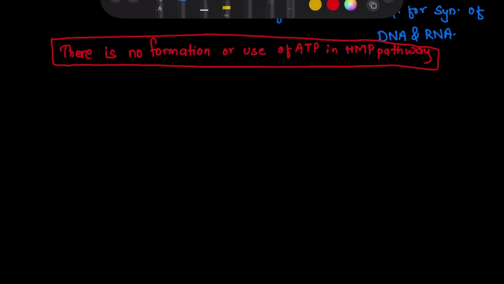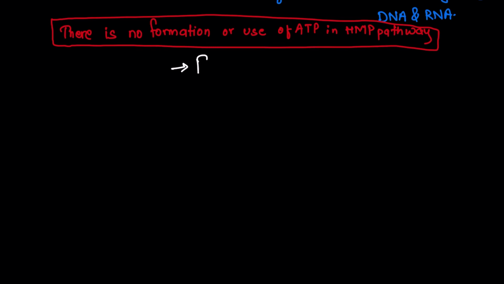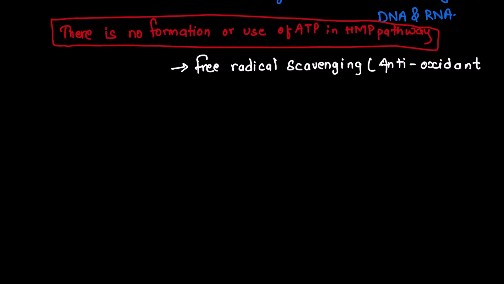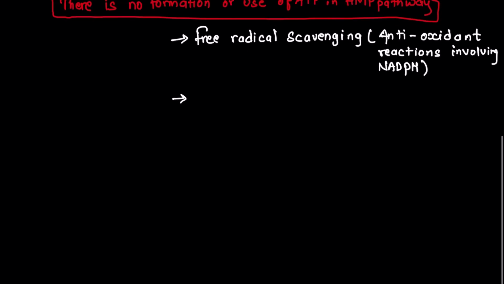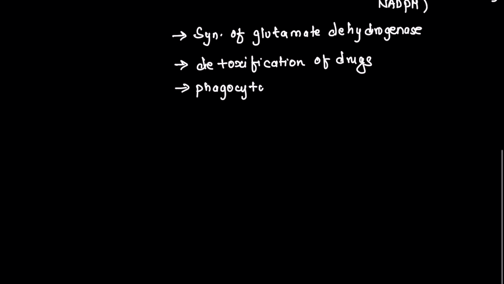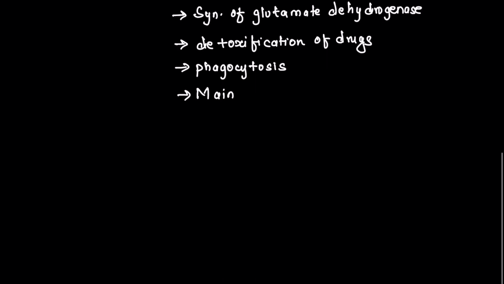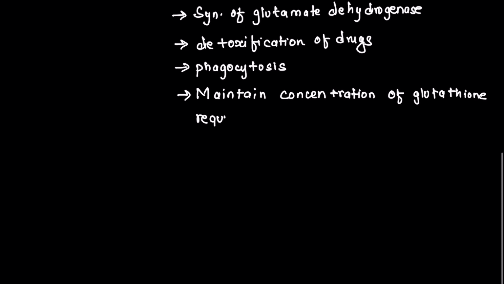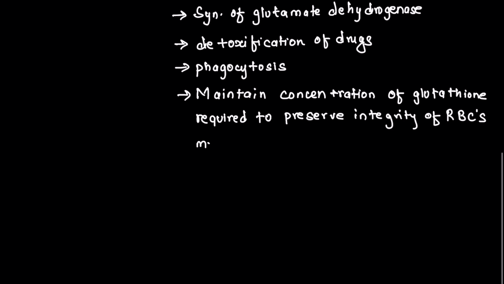Now it is also required for free radical scavenging, that is, the antioxidant reaction involving NADPH, right? Again, it is necessary for synthesis of glutamate dehydrogenase, detoxification of drugs, phagocytosis, and finally to maintain the concentration of glutathione, required to preserve the integrity of the RBC, red blood cell, membrane.